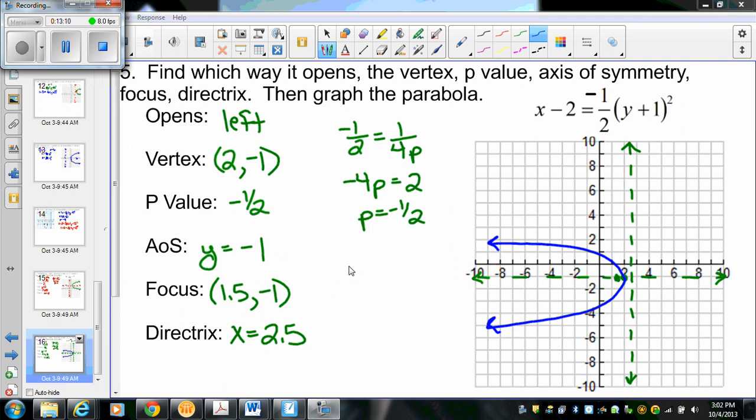All right, I hope the horizontal parabolas are making sense to you. Tomorrow in class, we're going to be looking at all the parabolas put together, horizontal and vertical.